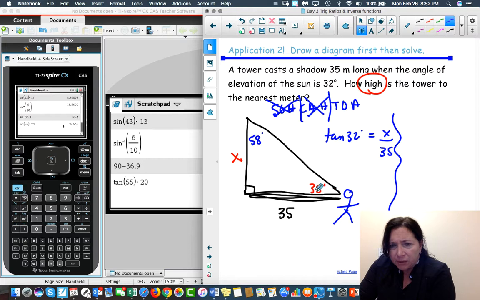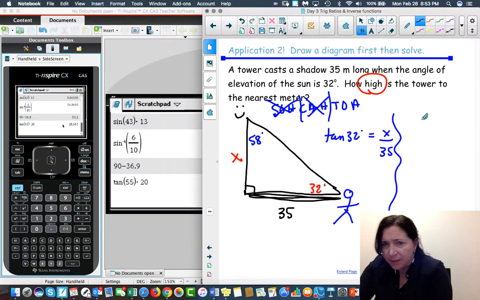That's from here, the opposite side over the adjacent, okay? I could put myself up here. If I did that, I could say tangent of 58 is equal to the opposite side, 35, over the adjacent side, which is x.